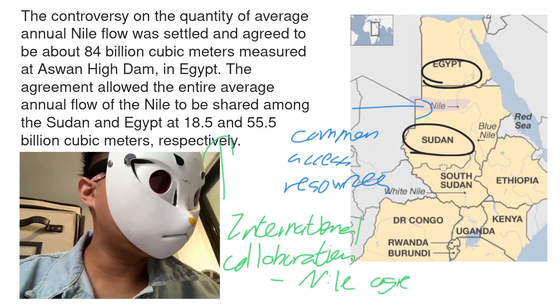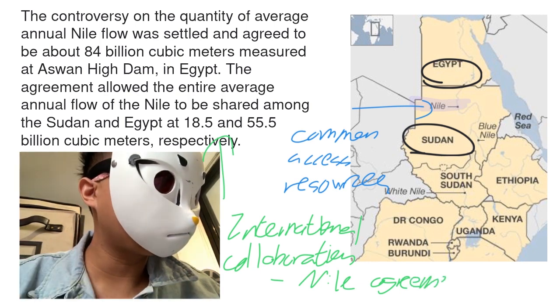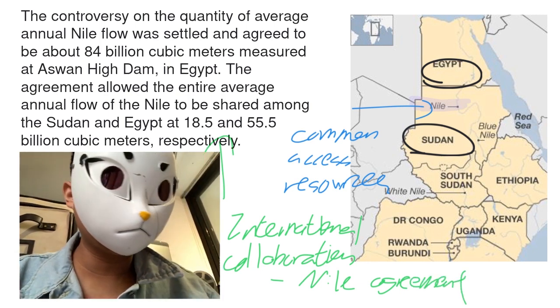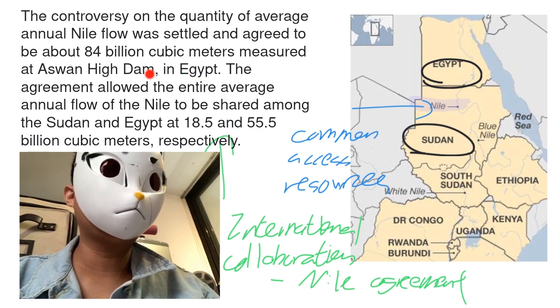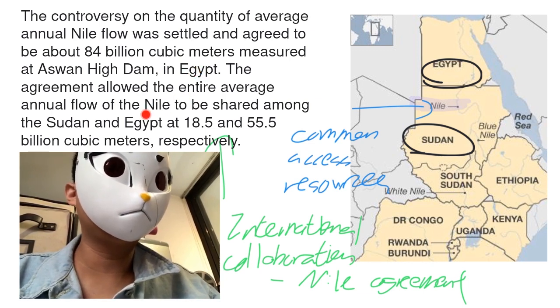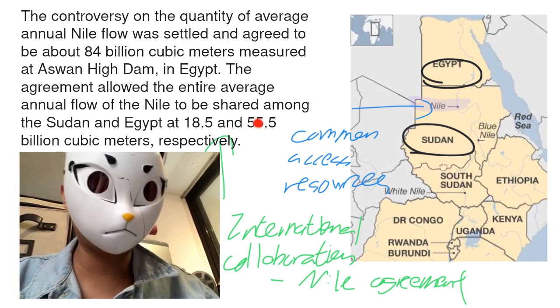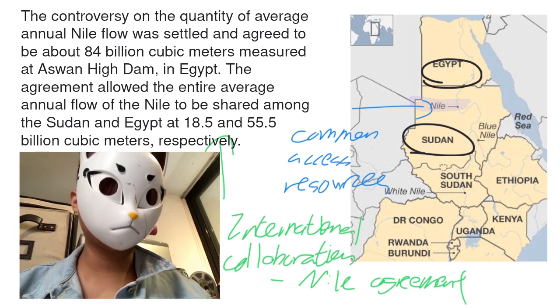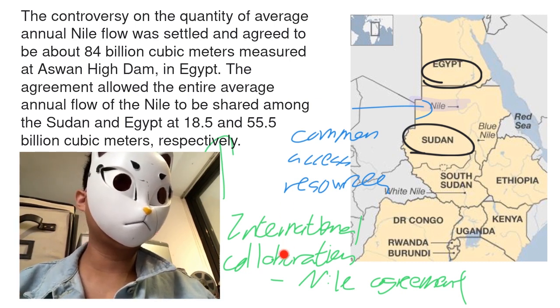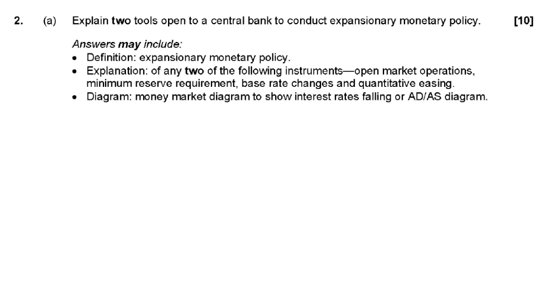You can simply refer to a textbook or refer here. In this Nile Agreement, the two countries, Egypt and Sudan, agreed to use a certain amount of cubic meters of the river respectively. So this is what we call the Nile Agreement, a kind of international collaboration to manage the common access resource, which is the river Nile. All right, we are going to move on to question 2.